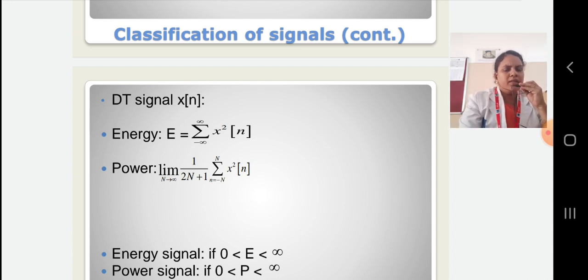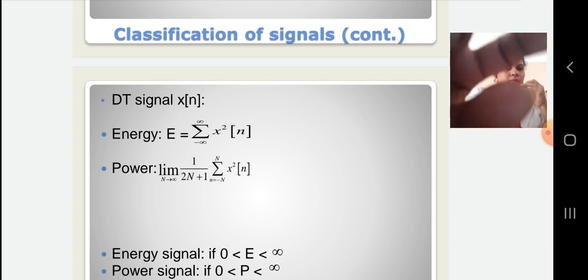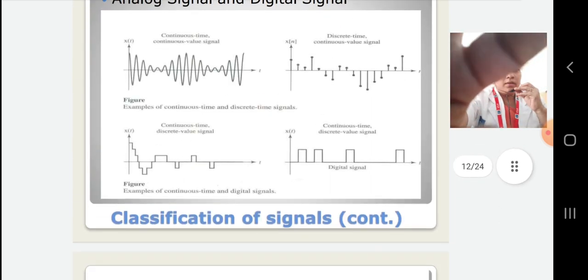And the signal is said to be an energy signal when the energy value lies between 0 and infinity. And the signal is said to be a power signal when the power value is a finite value, that means it should be between 0 and infinity. Right.